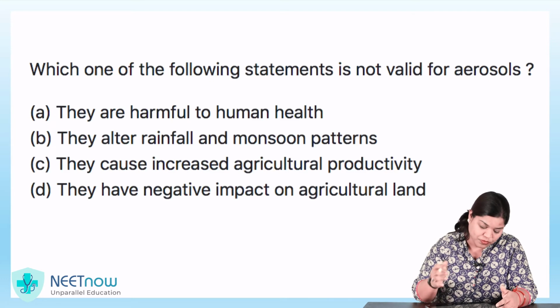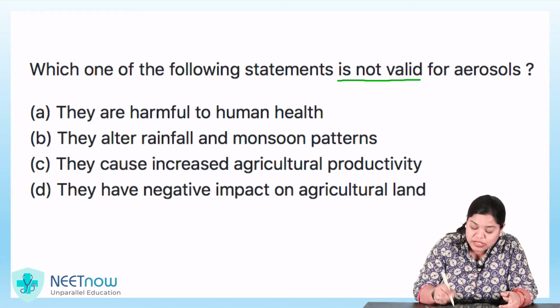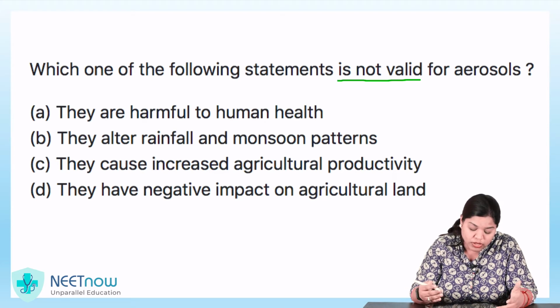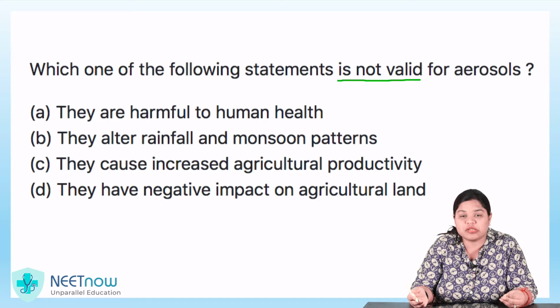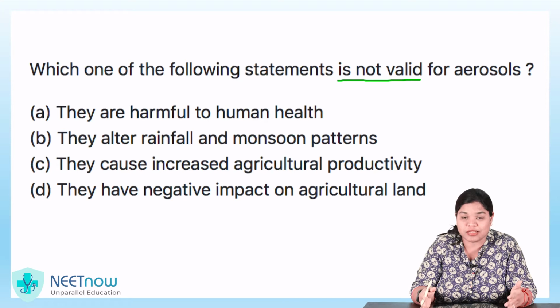Okay? Which one of the following statements is not valid for aerosols? Here you have to understand that the emphasis is on "not valid", which is not true for aerosols. They are harmful to human health. Definitely aerosols are harmful for human health. They alter rainfall and monsoon patterns. They are pollutants, so they are bound to alter rainfall and monsoon patterns. In fact, the diverse and major climatic changes we are witnessing in India itself right now are all due to the pollution being caused by human activities.